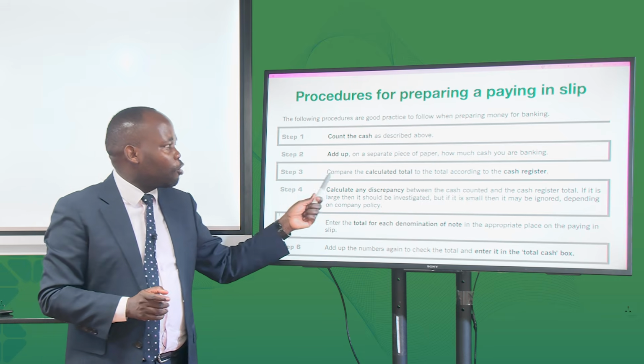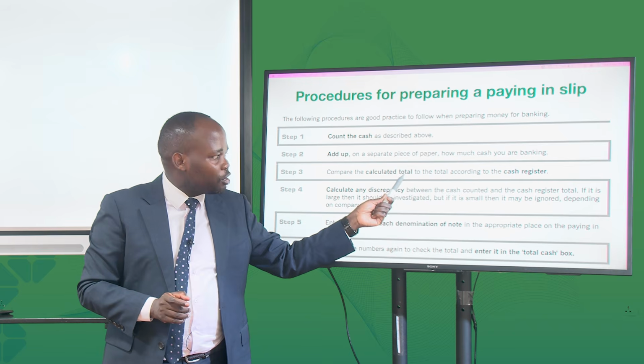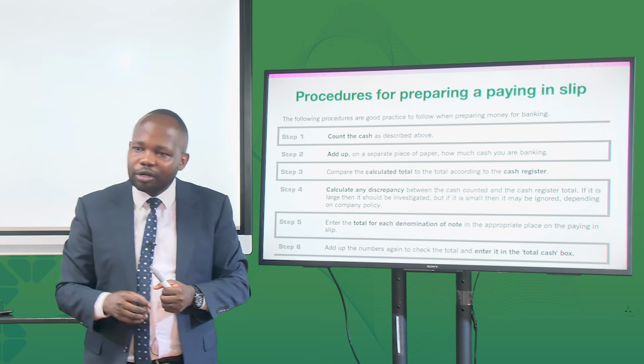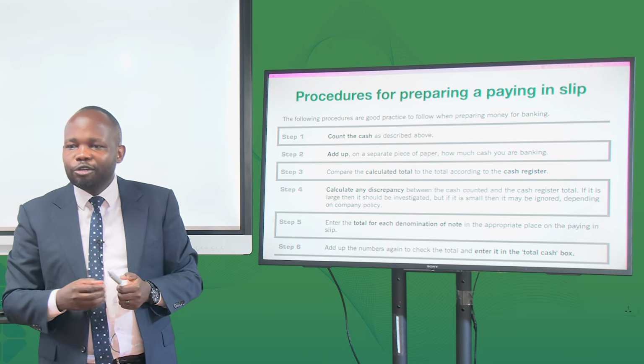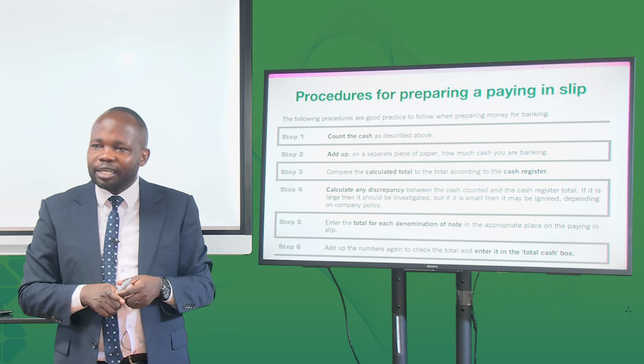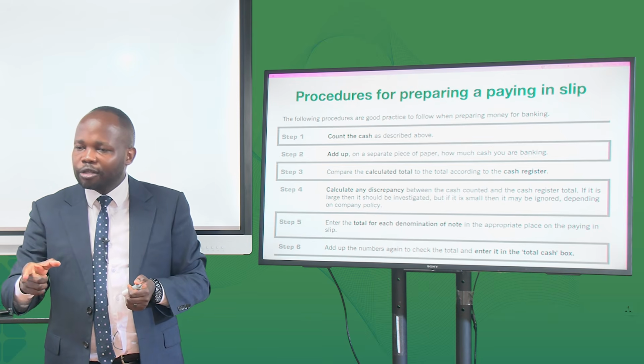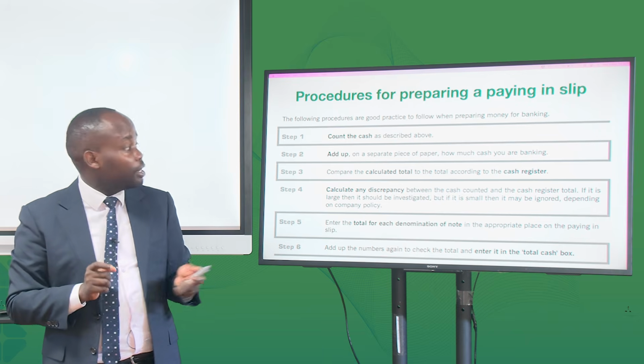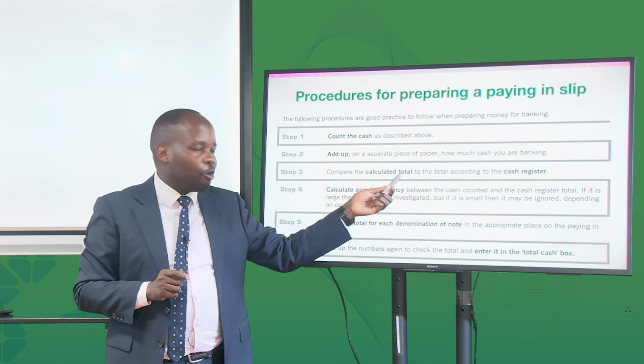The third step, compare the calculated total to the total according to the cash register. Maybe the accountant told you that you are supposed to bank 10 million. But whatever you have counted gives you 9 million. So there is a shortage of 1 million. That is why it's important to compare.